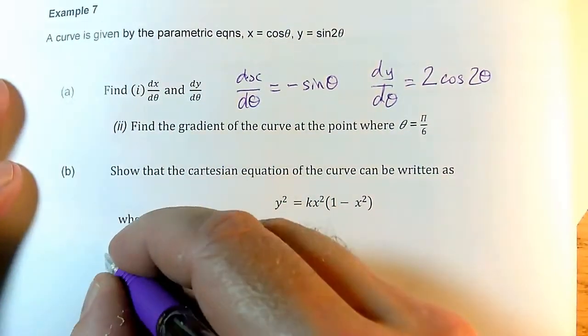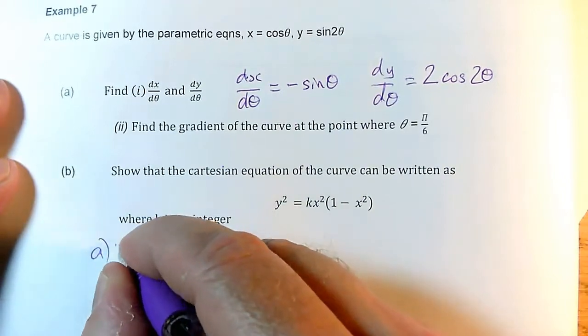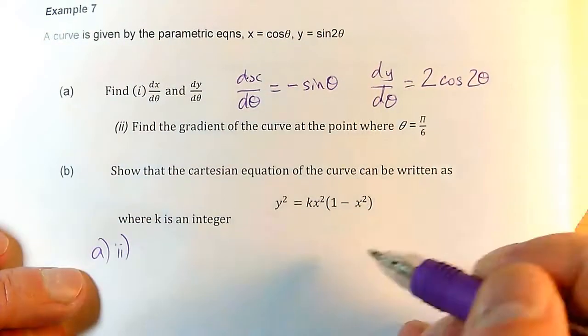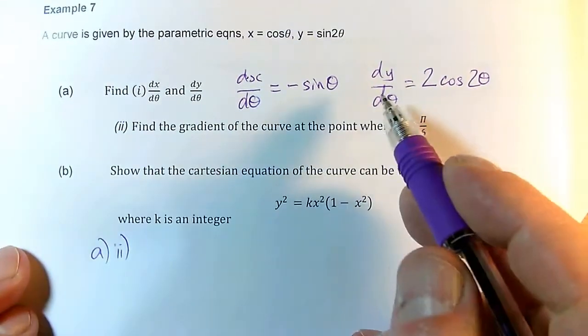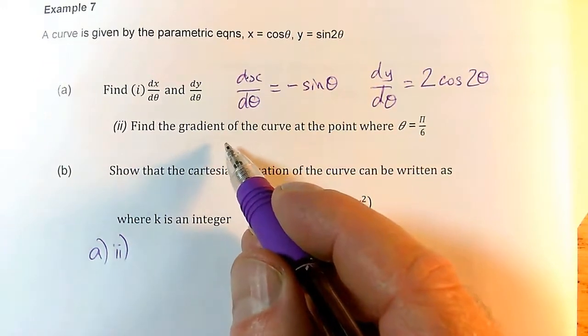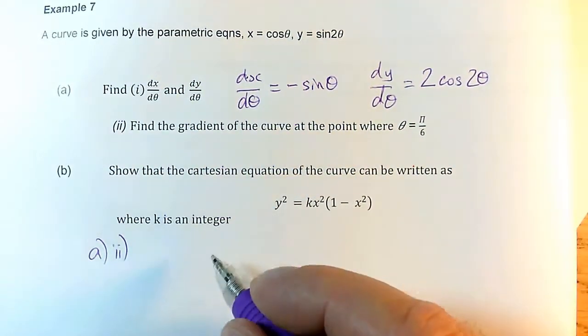Okay, so for A2, that's where I'm going to actually start using the proper answer space. In an exam, don't do this. Write down all of your answers have to be in the lines. I'm just trying to save a bit of space. Find the gradient of the curve at the point when theta is pi by 6.